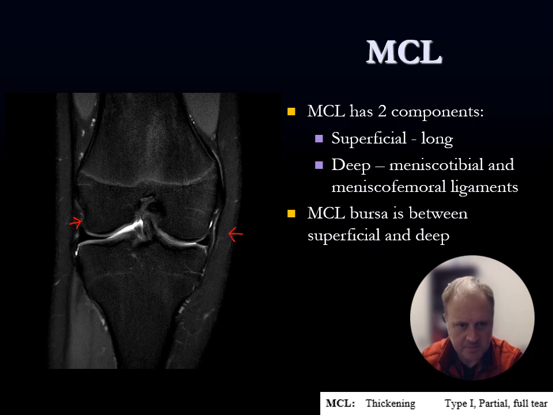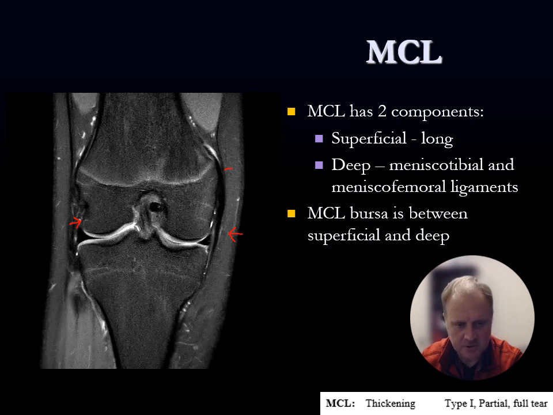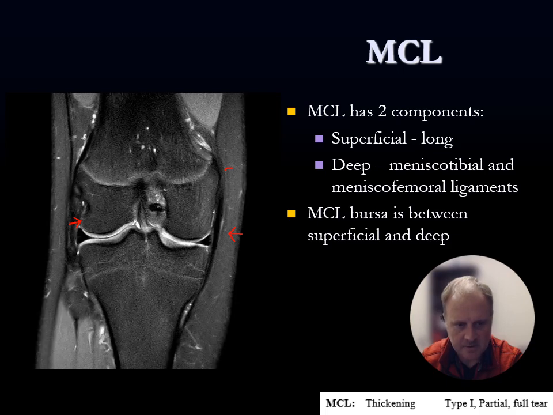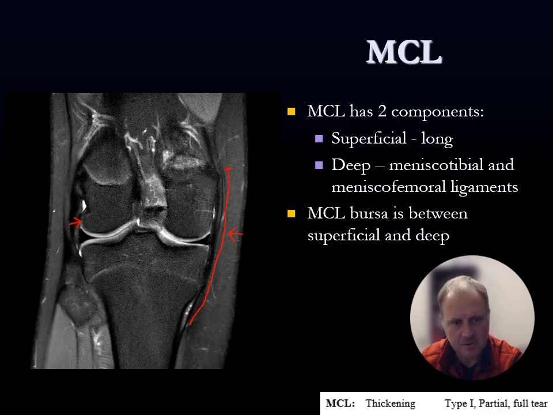So it starts up here on the medial femoral condyle. The superficial MCL is quite long. It runs all the way across the knee and inserts down towards the tibial metaphysis. And I'm showing you on two or three images here this nice long normal look of the superficial MCL.